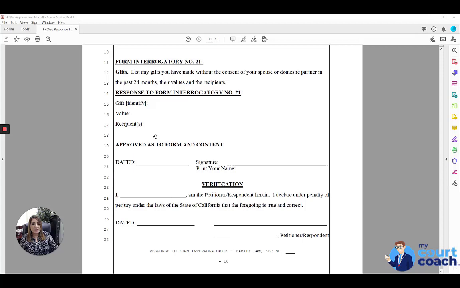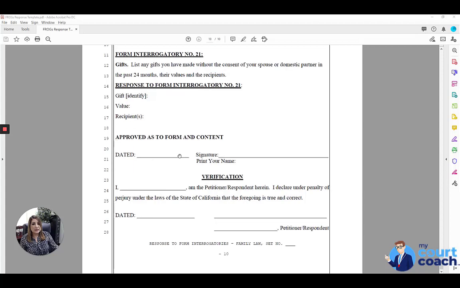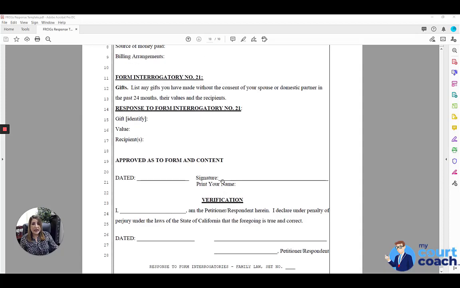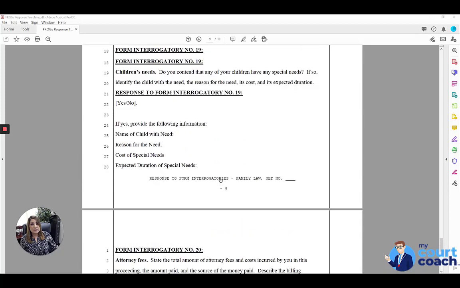And then finally, you want to sign and date, and then there's a verification stating that you are submitting this under penalty of perjury, and now your response is complete and ready to be served.